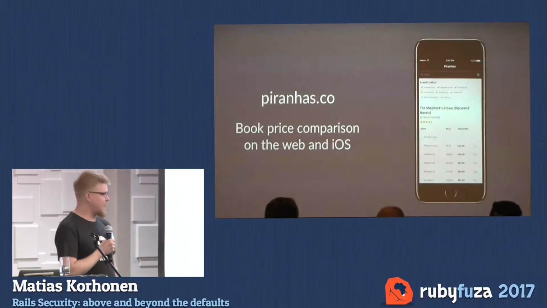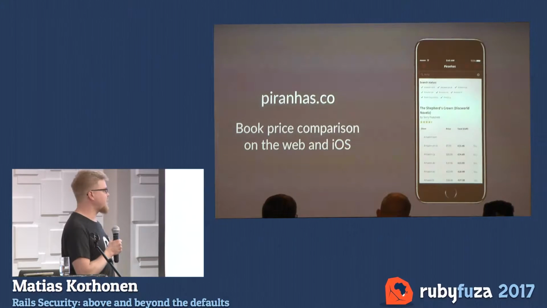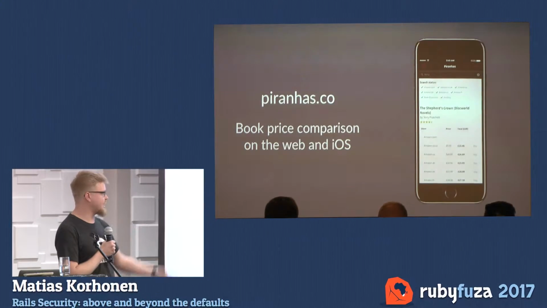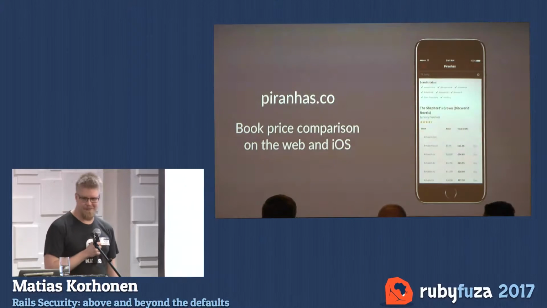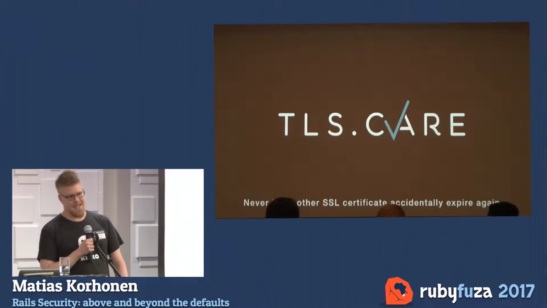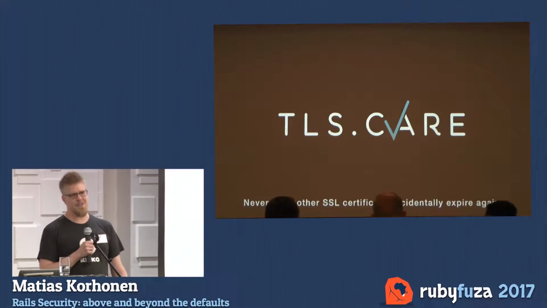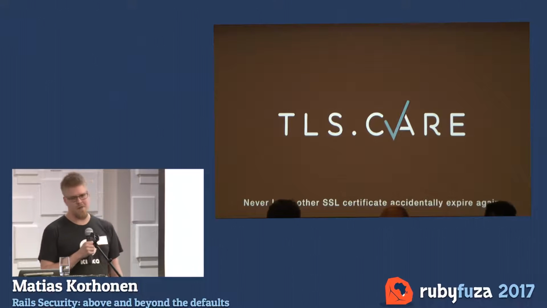I run a book price comparison site. So if you're looking for where to order a physical copy of a book from, you can use this and it'll tell you, search through 6 Amazons, I think, and a couple of other stores, and it'll calculate shipping and currency conversions for you. And I'm currently working on a service called TLS Care, which will alert you if your certificates are about to expire or if they've been revoked.